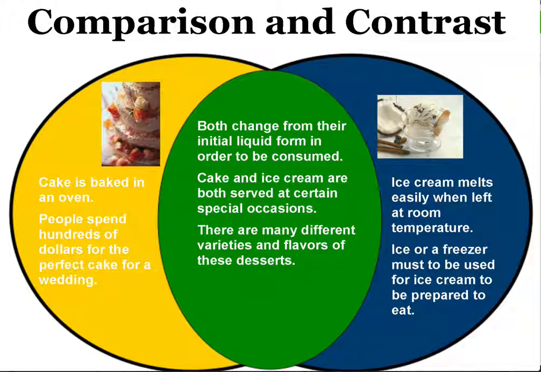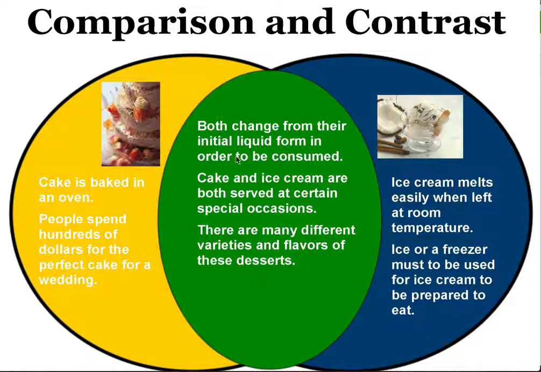So sometimes when we want to compare and contrast something, we use a Venn diagram where we have this circle right here talking about cake and this circle over here talking about just ice cream. And then in the middle, we talk about what is the same. So this is how cake is different. Cake is baked in an oven. People spend hundreds of dollars for the perfect cake for a wedding. But ice cream melts easily when left at room temperature. Ice or a freezer must be used for ice cream to be prepared to eat. So that's how they're different.